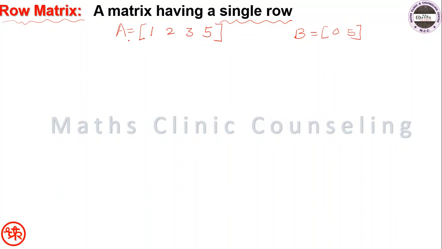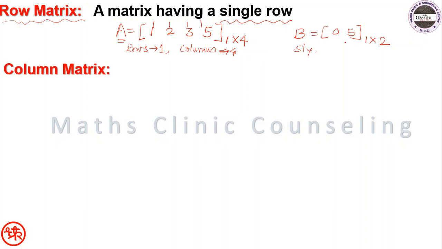Okay, so look at here. Now in this matrix, how many rows are there? Rows 1. And what are the columns? Columns 1 2 3 4. So columns equal to 4. So what is the order? 1 by 4. It is a row matrix having a single row. Similarly, what is the order here? 1 by 2. So did you understand the row matrix?